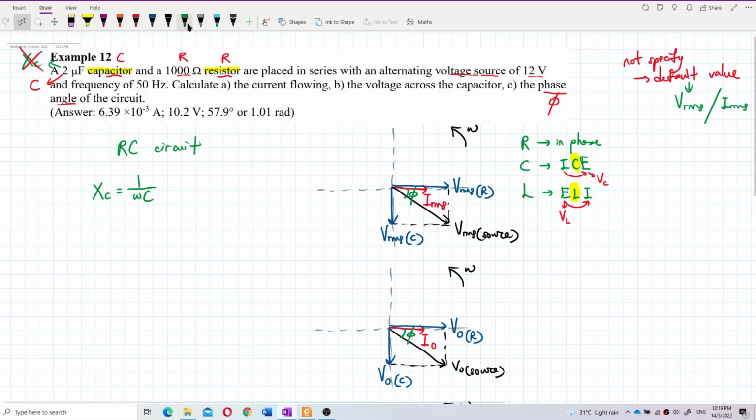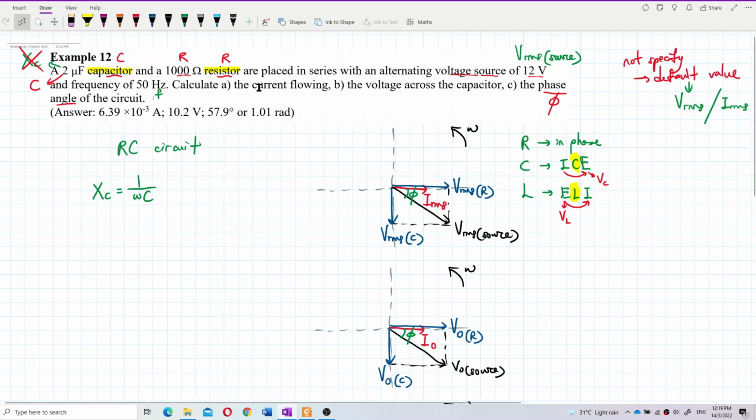Okay, so we should write here, this one, the 12 volt should be the root mean square value, and it is a source value. Yeah, source voltage. So root mean square source voltage. Which is this one? Root mean square source voltage, this one. Okay, 12 volt. And then we have the frequency here. This is the frequency.